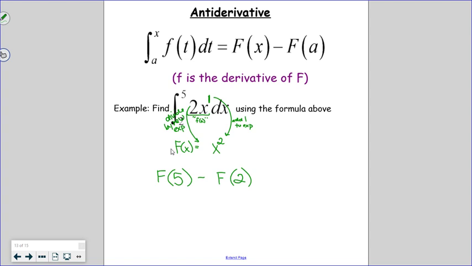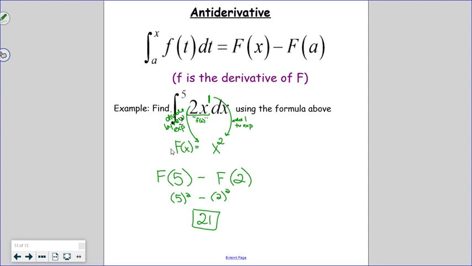So capital F of 5 goes in right here, 5 squared, minus 2 squared, or 25 minus 4. And our integral would evaluate to 21. Any questions on that?